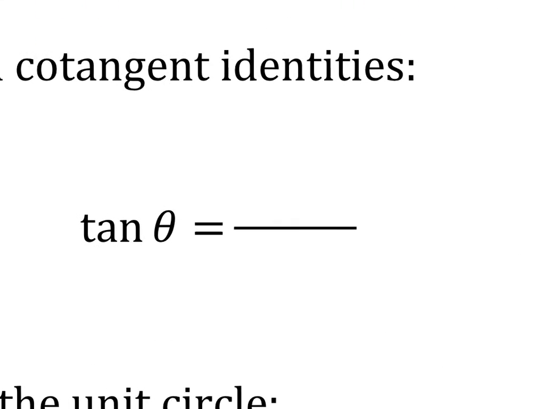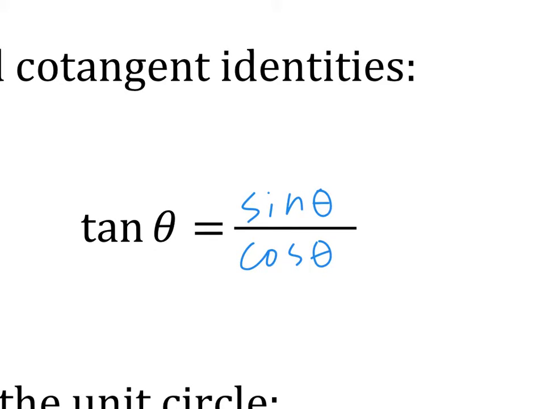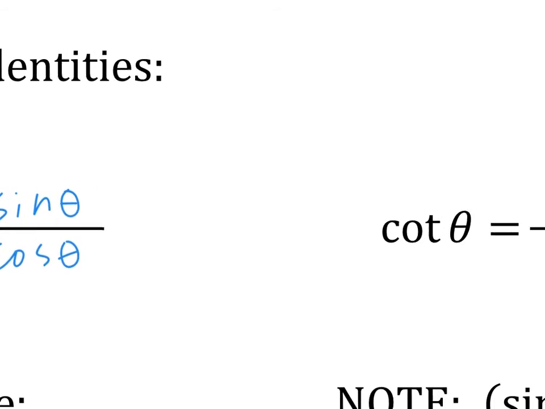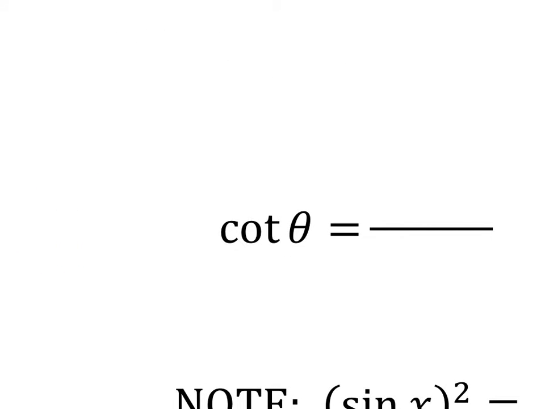So tangent is also what function over what function? Sine over cosine. Okay, some of you made this mistake on the test. You thought tangent was cosine over sine, so you graphed the wrong thing, and then your whole graph is wrong. So please remember, cotangent is what? Cosine over sine.